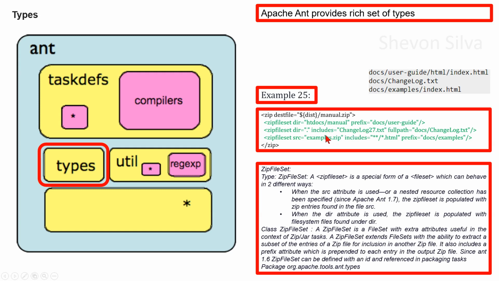It adds the file changelog27.txt in the current directory as docs/changelog.txt and includes all the HTML files in the examples.zip under docs/examples. The archive might end up containing the files here.